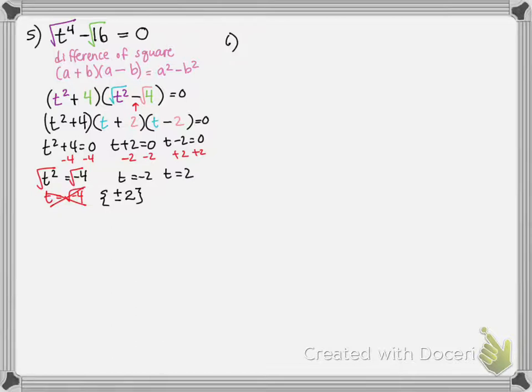Let's do another one. Let's do this guy. So another way to solve, if you have 2 terms, both are perfect squares, 9 is a perfect square, 16 is a perfect square, and they're separated by a negative, what I can do is something called the square root property.